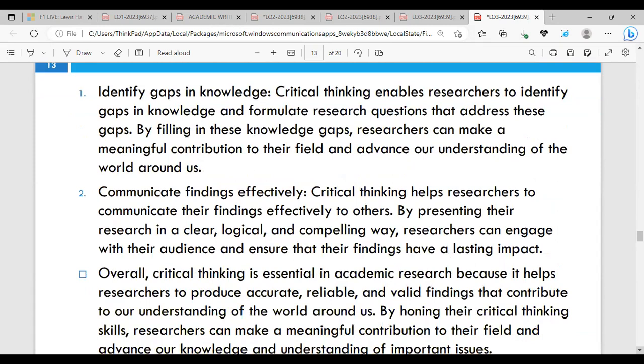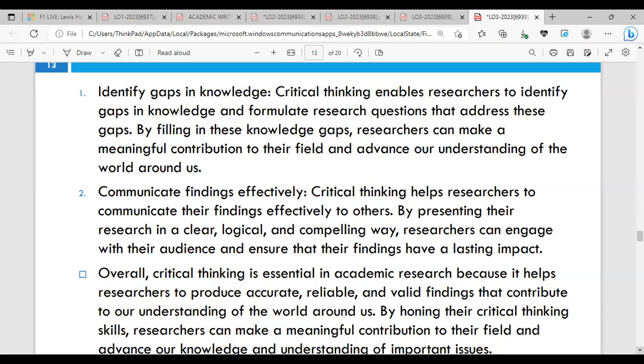Okay, identify the gap in the knowledge. Critical thinking enables the researcher to identify the gap in the knowledge and formulate the research question that addresses these gaps. By filling the knowledge gap, a researcher can make a meaningful contribution and communicate the findings effectively. Critical thinking helps the researcher.